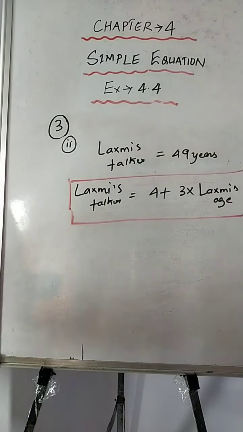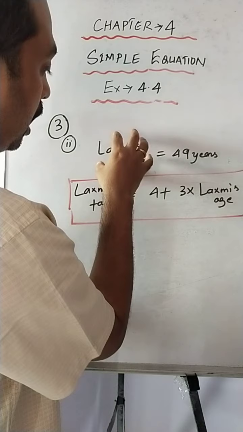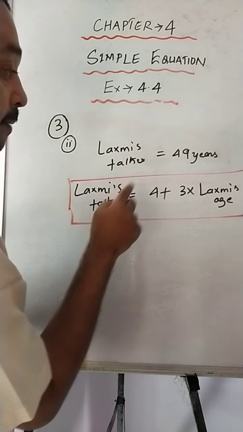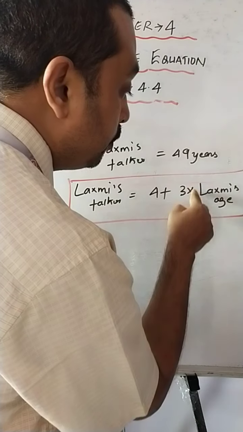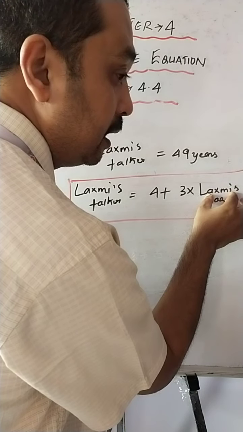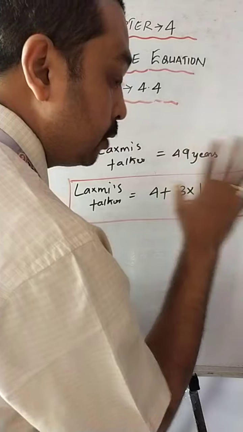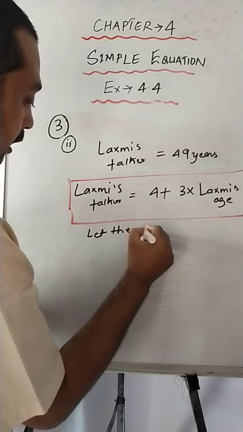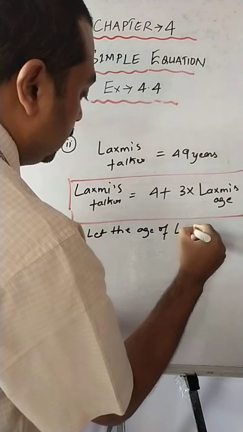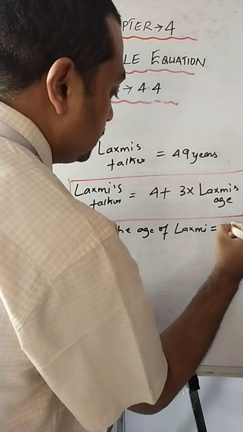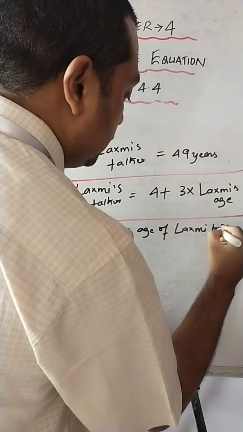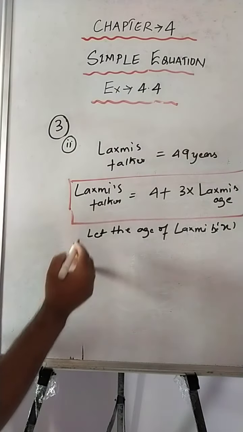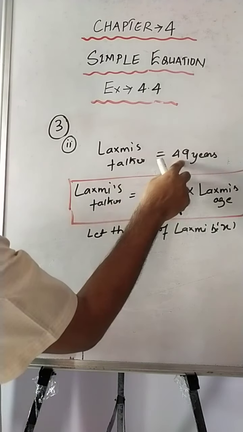Now, as we know, how old is Lakshmi's father? 49 years. So we are aware of Lakshmi's father's age, but we are not aware of Lakshmi's age. What is the age of Lakshmi? We do not know. So we'll let this first. Let the age of Lakshmi be x. Now we'll implement all those values in the equation. In place of Lakshmi's father we'll write 49.